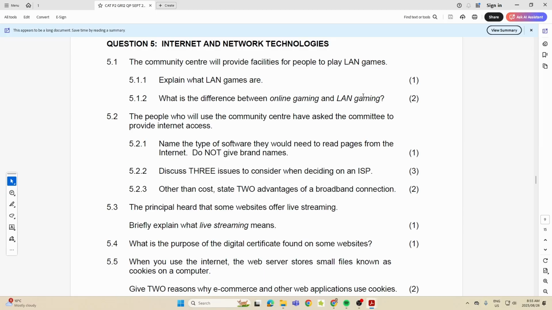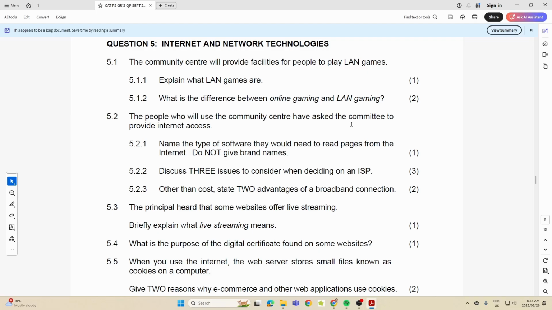Then they ask us, well, what's the difference then between that and online gaming versus LAN gaming, right? What is the difference between that? So I'm not saying you have to draw up a table or anything like that, but online gaming involves playing against people around the world. LAN gaming is just within the same physical location or within the same network. You could also tell me that, okay, well, online gaming, I need to have a connection to the internet. Whereas LAN gaming, I don't, because you are using the network. Okay, so that's the difference between those.